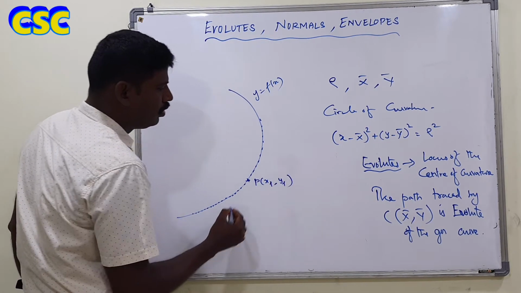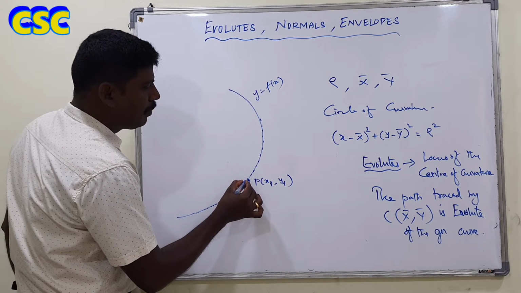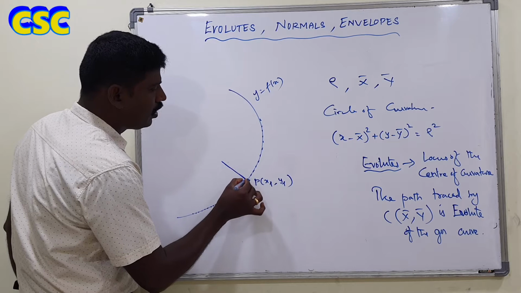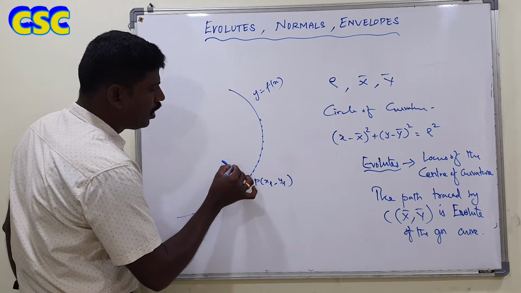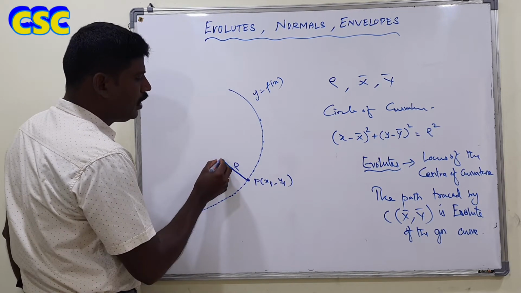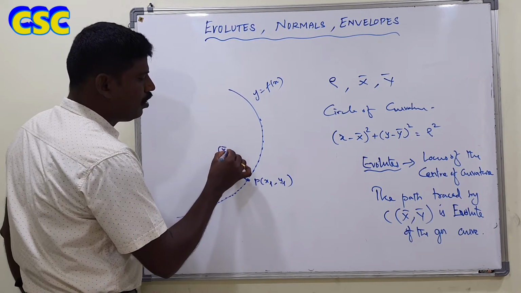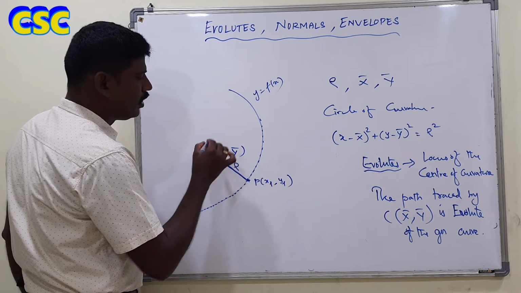Suppose we are going to find out the radius of curvature at this point P, x1 comma y1. Then what do you mean by radius of curvature? The length of the unit inward normal. Length of the inward normal is called the radius of curvature, and the end of the inward normal is called the coordinates of center of curvature, isn't it?